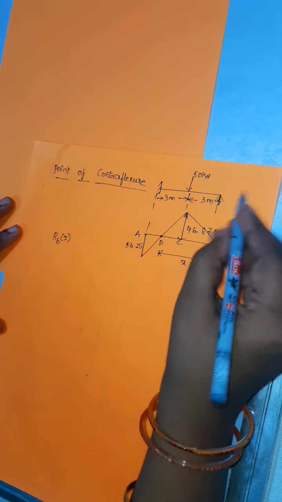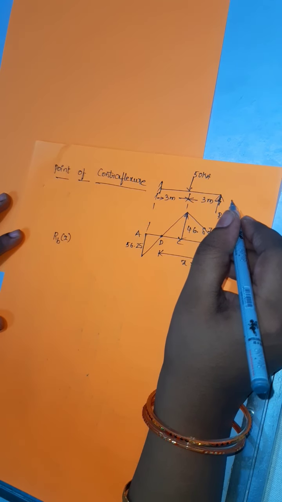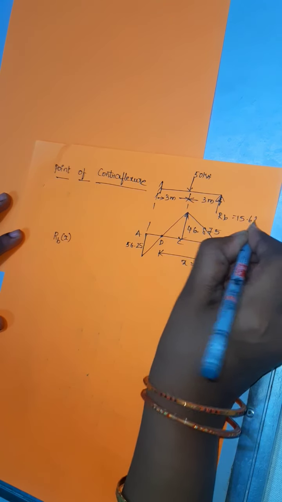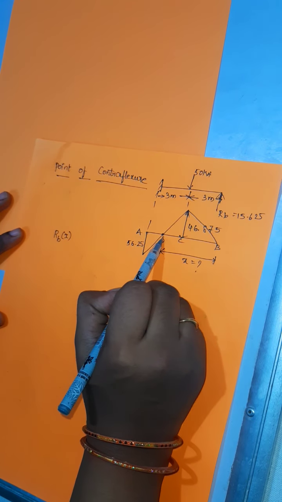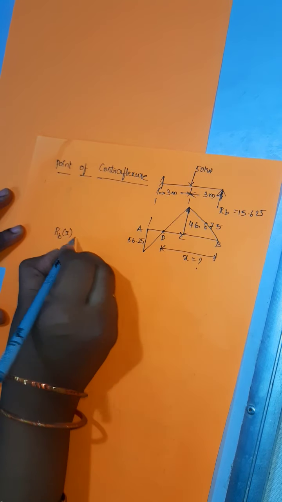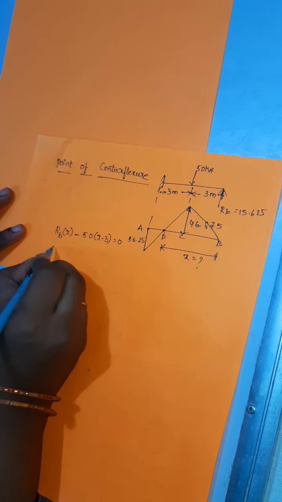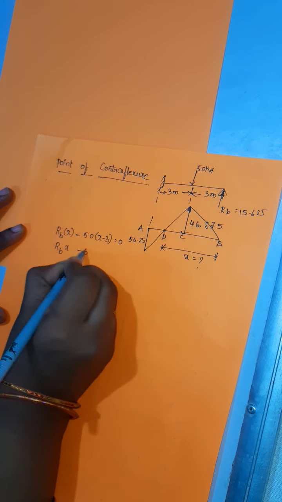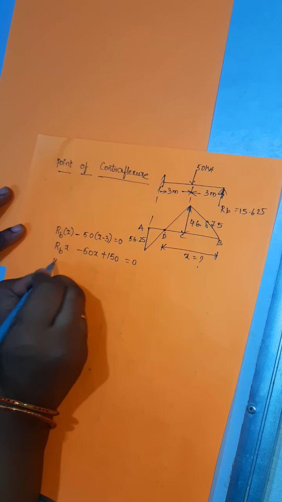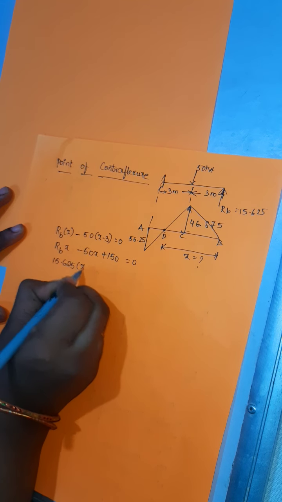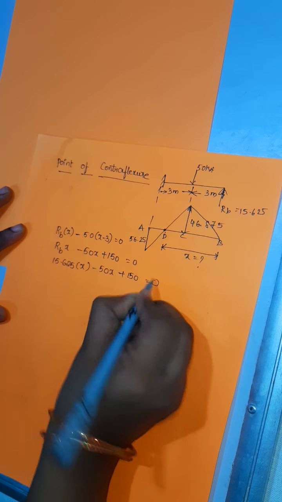So that I am calculating. I got this RB. RB is equal to how much I got? 15.625. See here, so RB into, I am calculating at the point of flexure, I am taking as D. So that RB into X minus 50 into X minus 3 is equal to 0. So RB into X minus 50X plus 150 is equal to 0. How much RB I got? 15.625 into X minus 50X plus 150 is equal to 0.